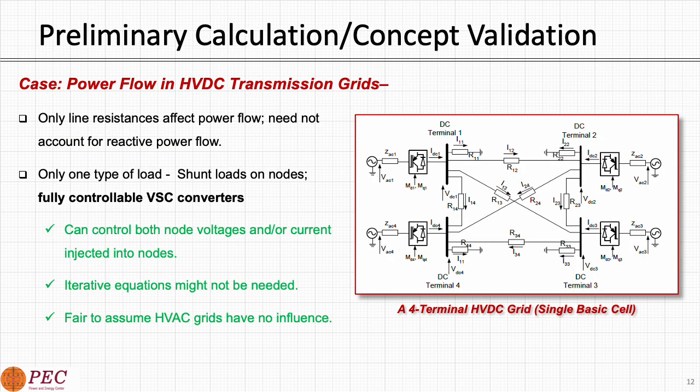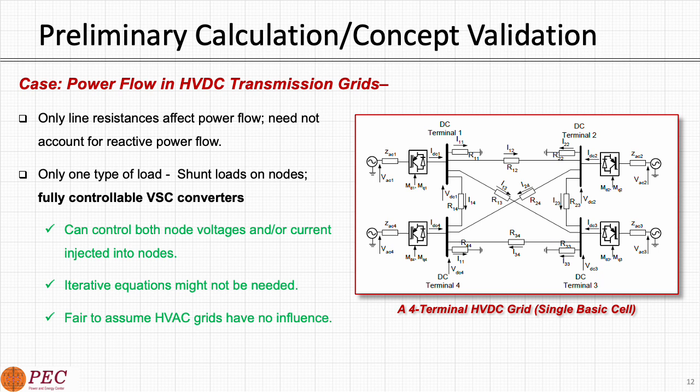So let's dive into a case where this concept can be applied and validated, which is the case of power flow in HVDC transmission grids. In this case, only the line resistances affect power flow, and obviously we need not account for reactive power flow, making this problem much simpler.